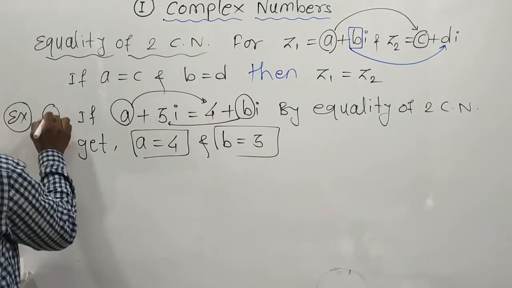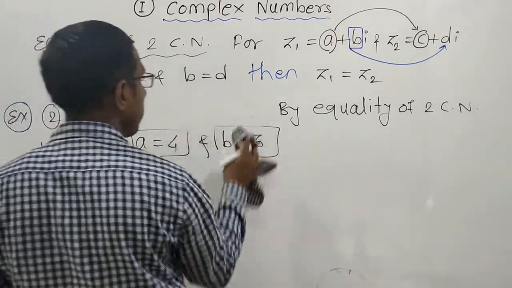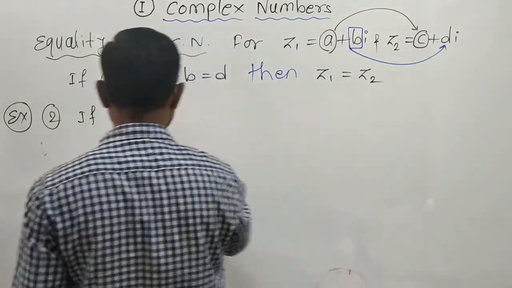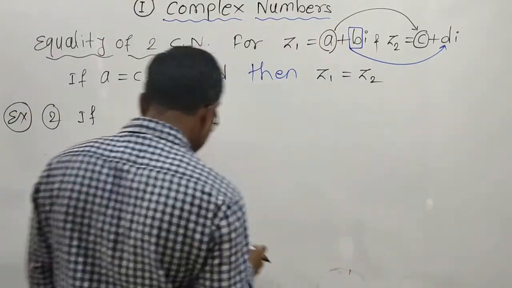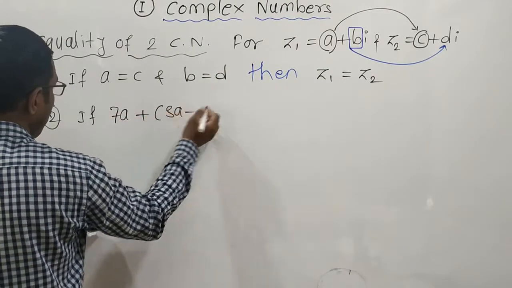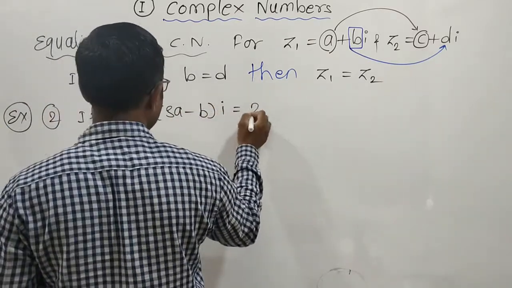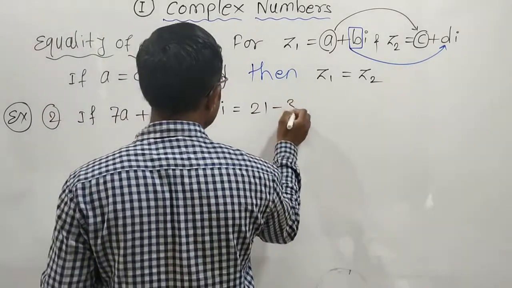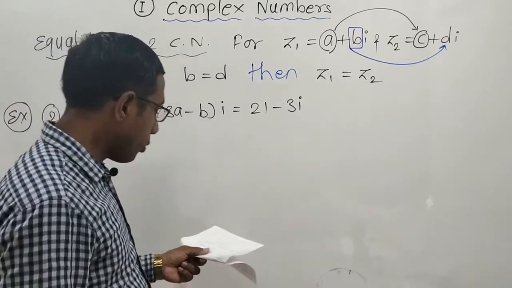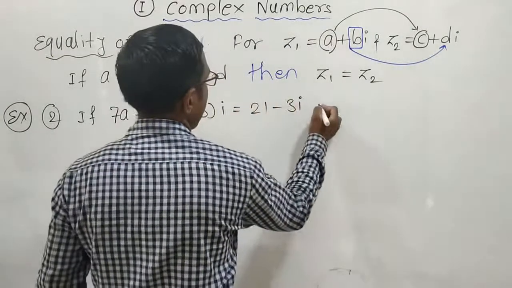Second one. If 7a plus (3a minus b) times i is equal to 21 minus 3i. Find a plus b.